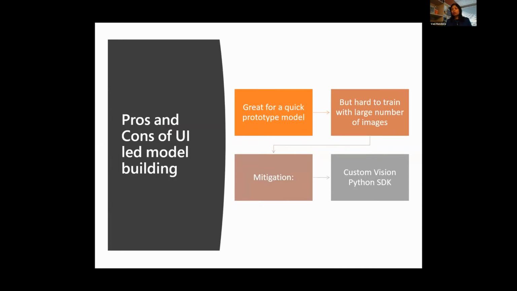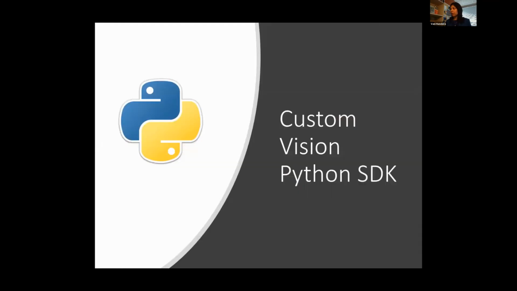So the pros and cons of a UI-led model building tool like Custom Vision is that it's great for a quick prototype model, but it's really hard to train with a large number of images. The mitigation, obviously, is to use the SDK. There's a Python SDK, a Java SDK, and .NET is the third one, so multiple programming languages are supported here.